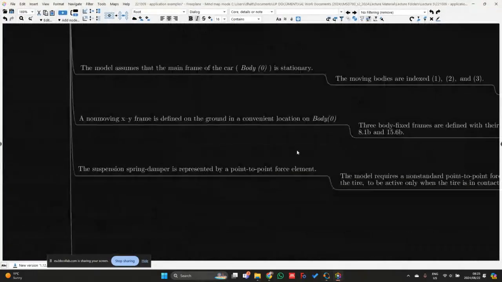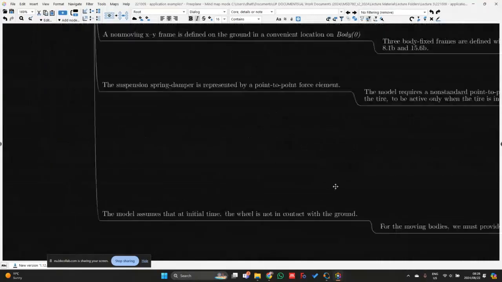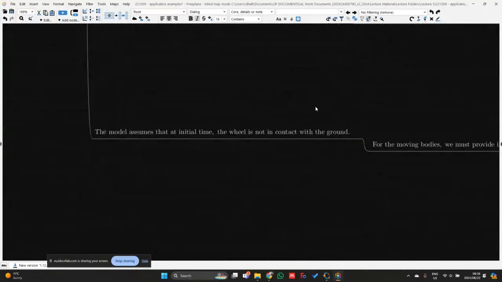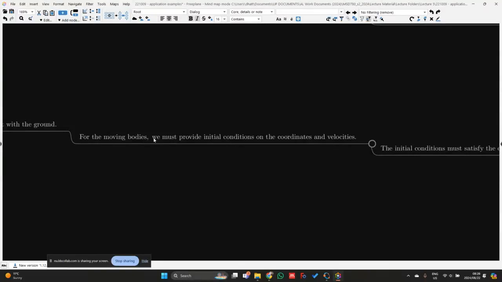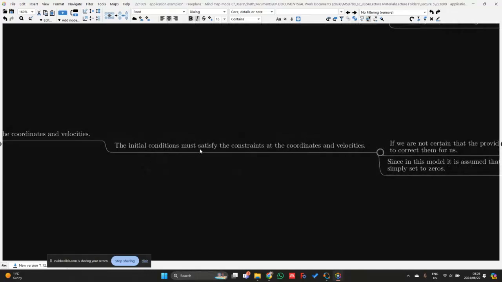All right, so once we have the forces done, we can look at this next point over here. The model assumes that at an initial time, the wheel is not in contact with the ground. For the moving bodies, we must provide initial conditions on the coordinates and the velocities. The initial conditions must satisfy the constraints at the coordinates and velocities, and this is something that we looked at in previous lectures as well.